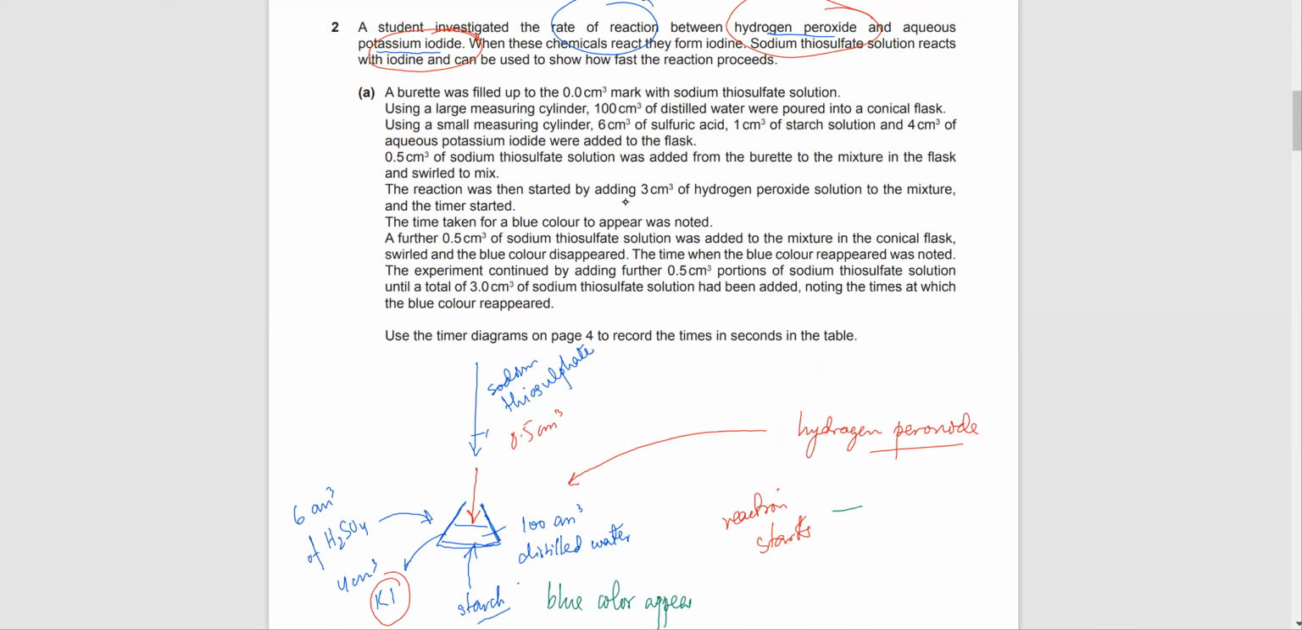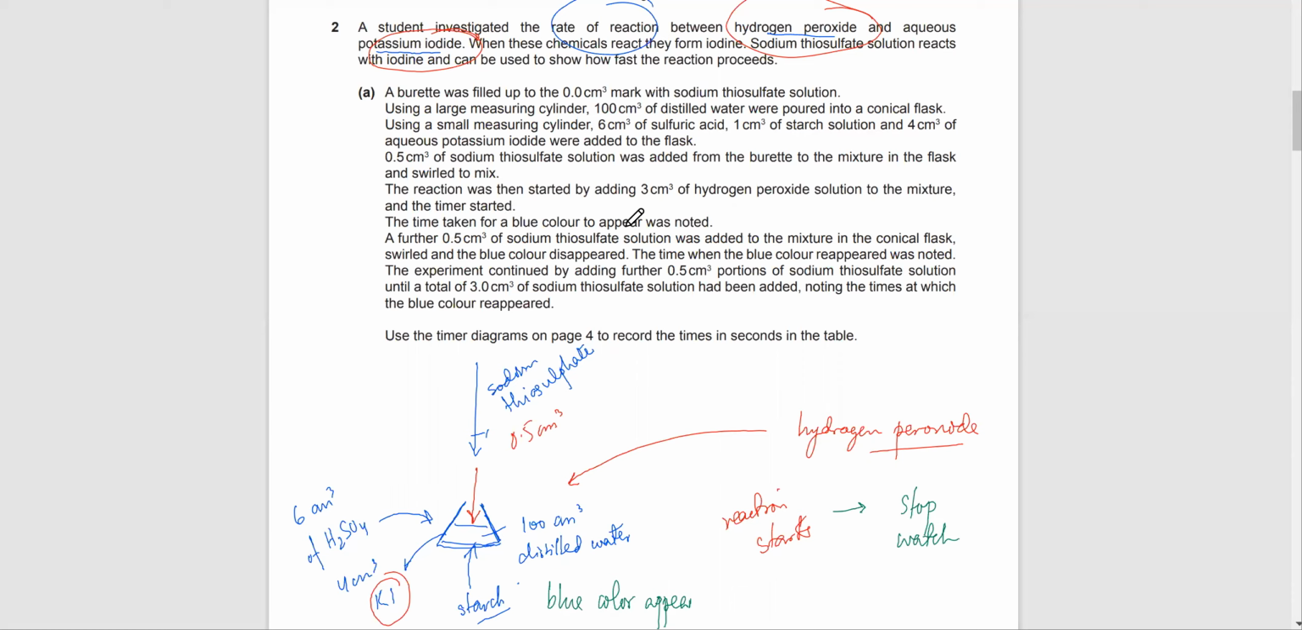And that's the time the stopwatch is measuring. The reaction was then started by adding 3 cm3 of H2O2. A further 0.3 cm3 of thiosulfate was added, and the time taken for the blue color to appear was noted.